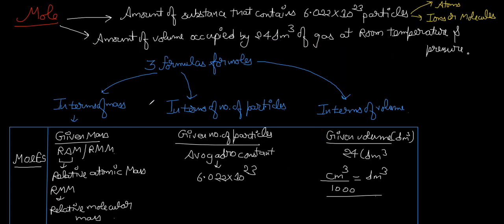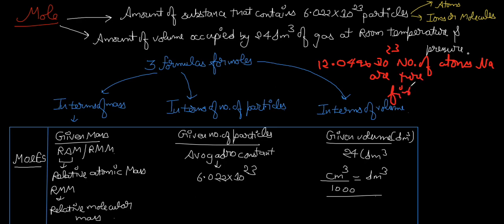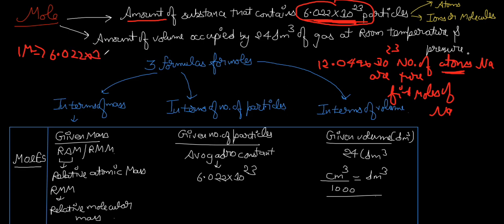Then there is the part of number of particles. Let's say 12.044 into 10 to the power 23 atoms of Na are there. Find moles of Na. In this case as well, you can go with two methods. First, you can directly remember that one mole contains this many particles. In this case, we are talking about atoms. So 1 mole is equal to 6.022 into 10 to the power 23 atoms.